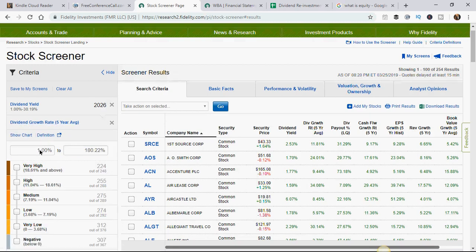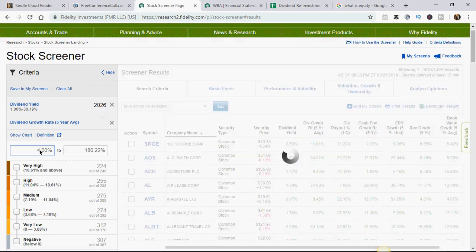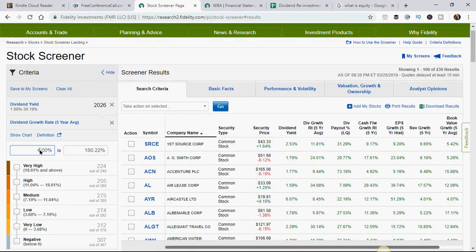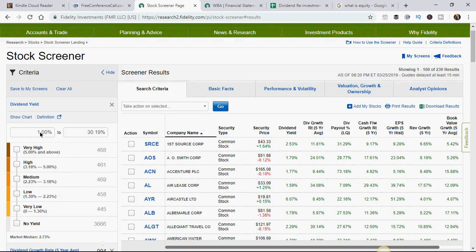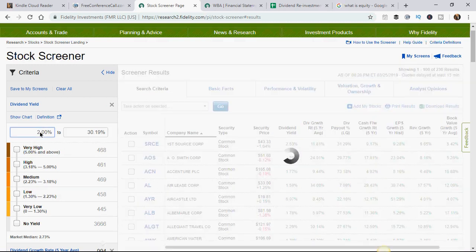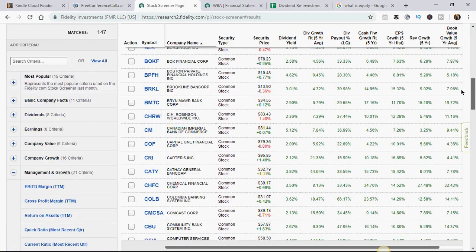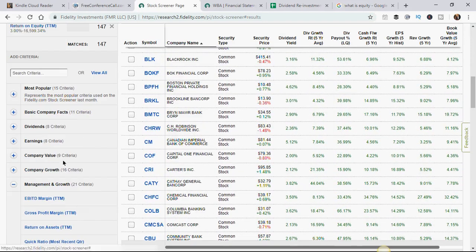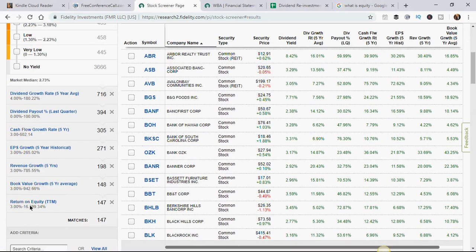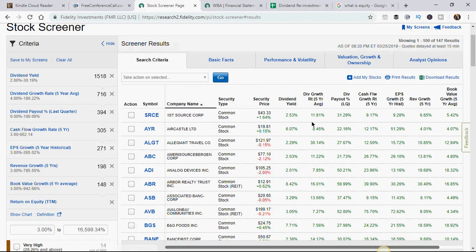The dividend growth, we can put it at a minimum of say 4%. And a yield, we can bring that up to 2%. That's probably where we want to benchmark anyway. So now we're down to 147. Now I won't wean this off too much more, but we can make it a little bit thriftier, and bring these up to 4%.